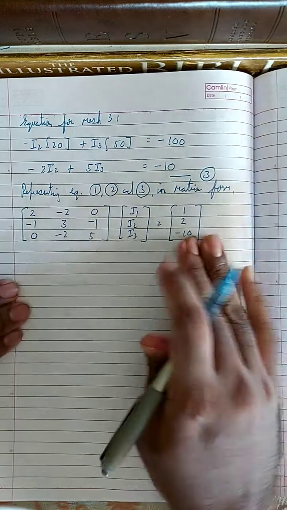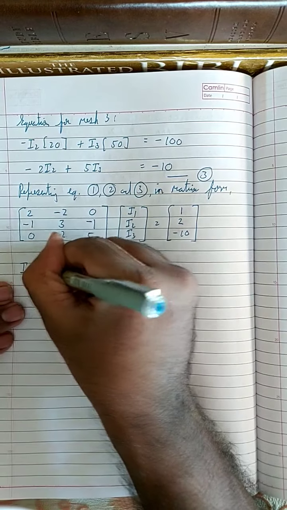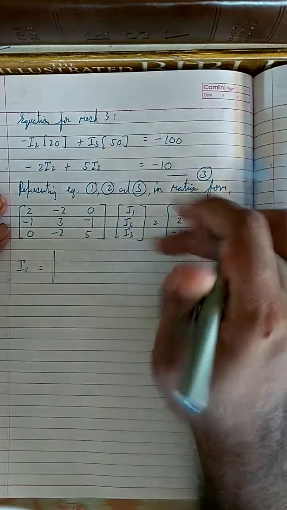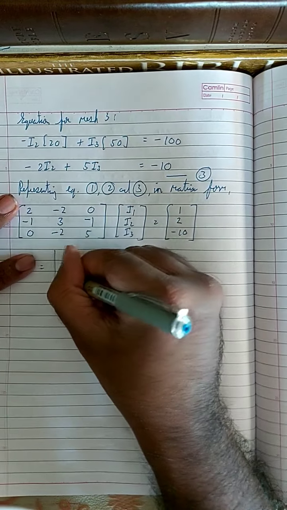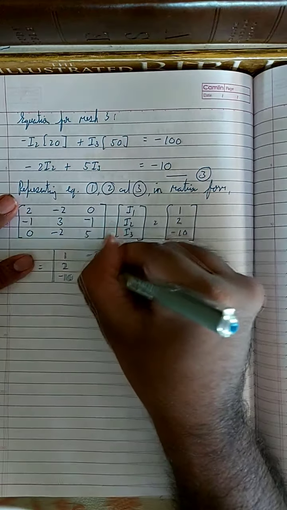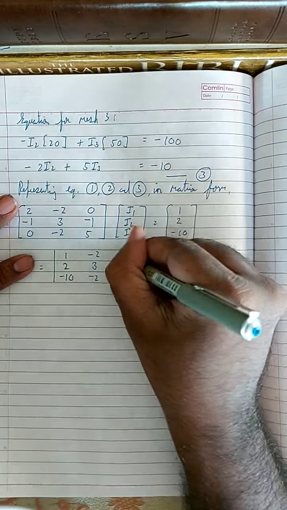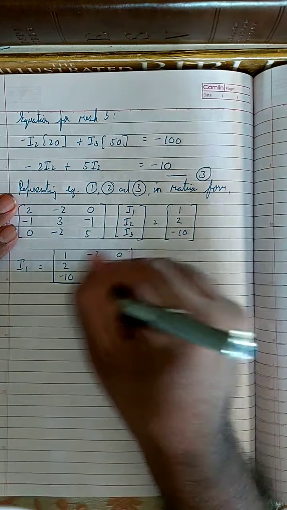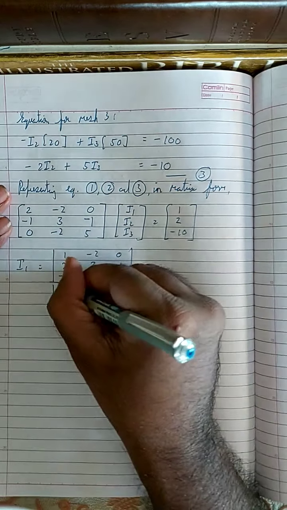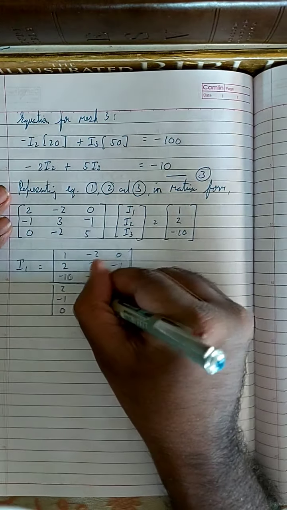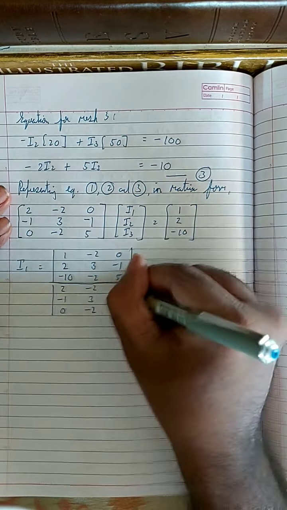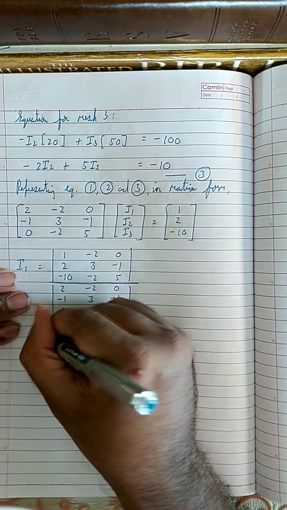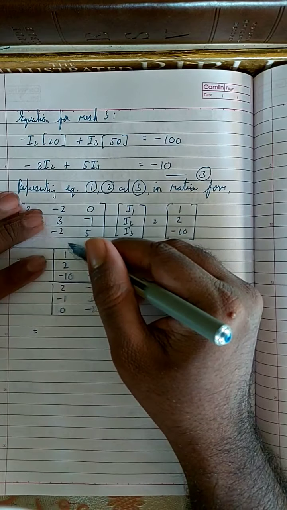So now I need to find the value of I1. So I1 is equal to the determinant of, I'm going to replace the first column with the constants. So it will become 1, 2, minus 10; minus 2, 3, minus 2; 0, minus 1, 5. Divide by the determinant of the coefficient matrix, that is 2, minus 1, 0; minus 2, 3, minus 2; 0, minus 1, 5.